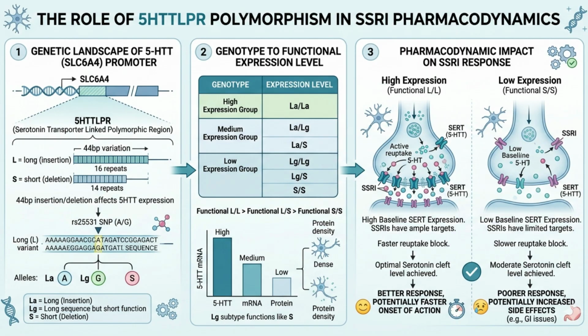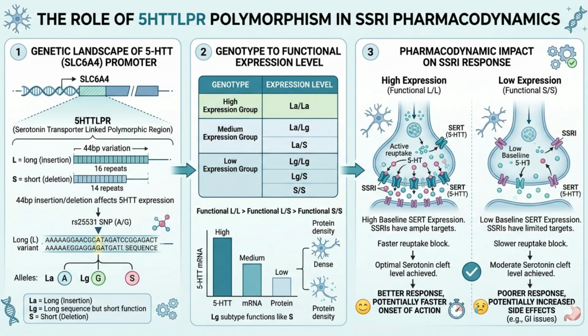Look at the high expression synapse on the left. These patients have a dense baseline of serotonin transporters. Since SSRIs target this, the drug has ample targets to bind to. This facilitates a faster reuptake block, achieving optimal serotonin levels in the synaptic cleft, correlating directly to better response and potentially faster onset of action.